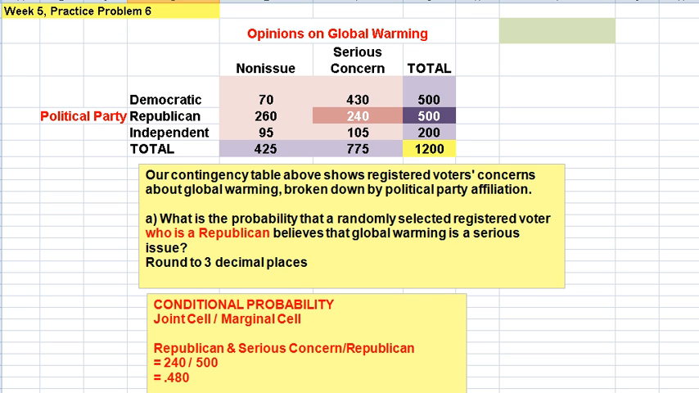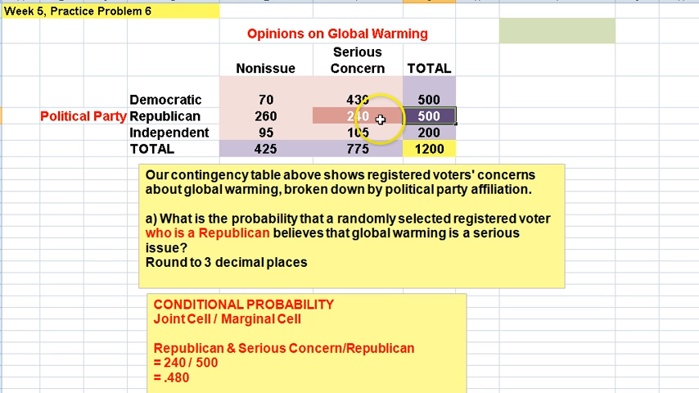So let's take a look at our first problem. What is the probability that a randomly selected registered voter who is a Republican believes that global warming is a serious issue? The words who is a Republican point us towards a conditional probability. So we're going to look at the label for Republican. It's a row, and we're going to go to the marginal value. The marginal value is 500.